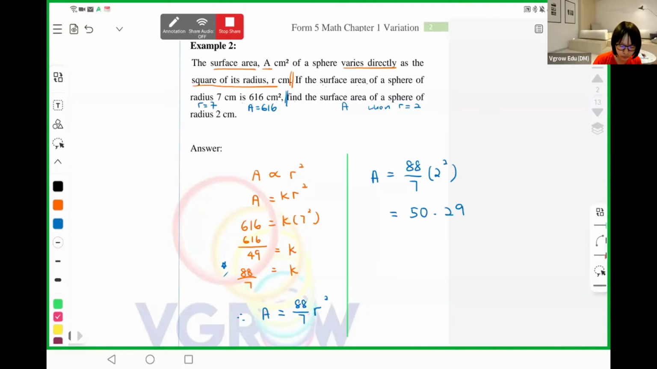Remember all the workings also. First, you have to write the variation form. Change it to equation form, and you have to find the value of k. Then only you will score 1 mark there, with the value of k. Next, we find out what the question statement is.